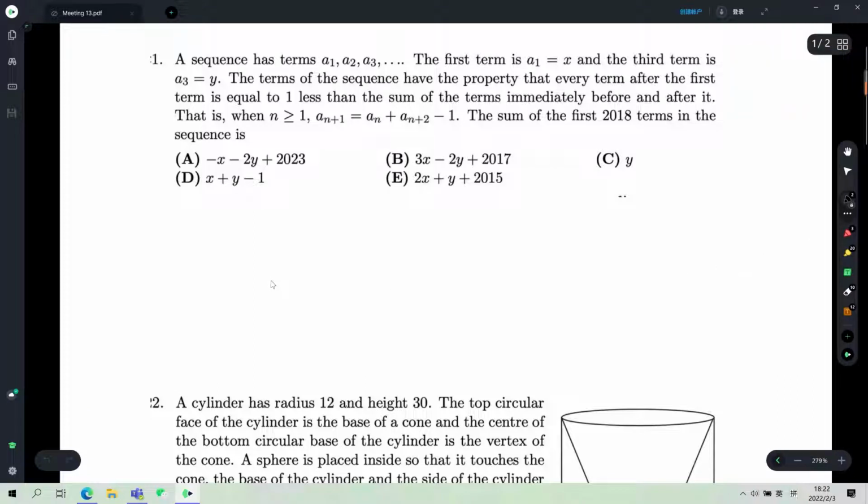So first of all, we will give congratulations to our members who got decent scores in AMC 10, 12, and COMC. And this week we will continue to go over some questions from the past contests.